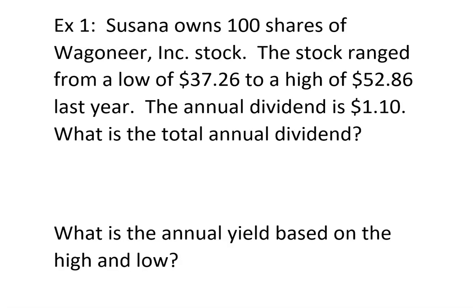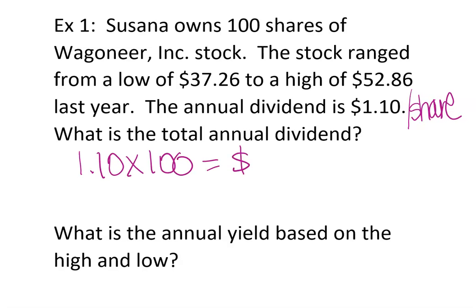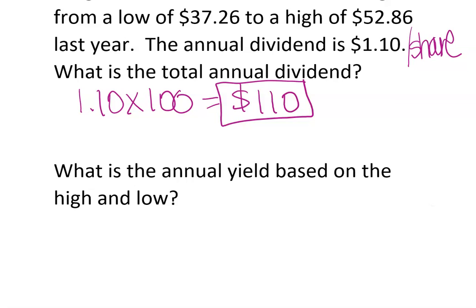The annual dividend is $1.10. What's the total annual dividend? This is per share, even though they don't say that. So it's $1.10 times 100 shares, which would be $110. At the end of the year, this person is going to get a check for $110. That's what dividends mean. What's the annual yield based on the high and the low?